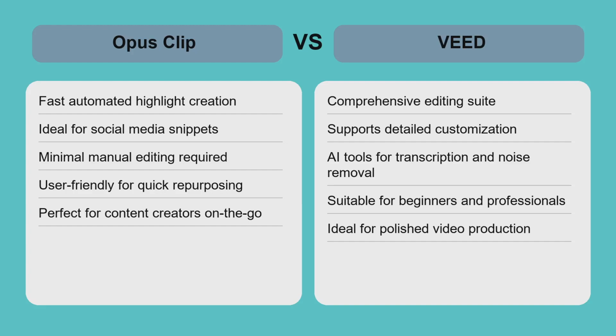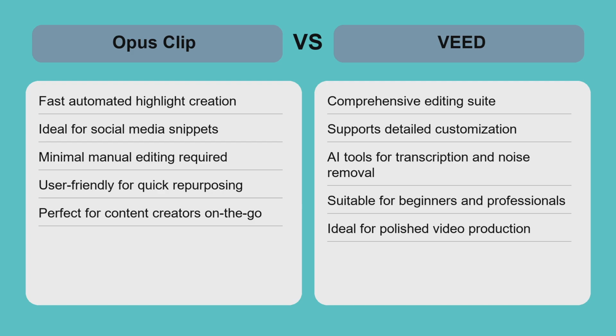Opus Clip and VEED serve different video editing needs. Opus Clip shines when you need fast, automated highlight clips from longer videos, perfect for social media snippets with minimal effort. VEED, on the other hand, offers a full editing suite that supports more detailed customization, making it better for projects that require subtitles, audio editing, or visual effects.